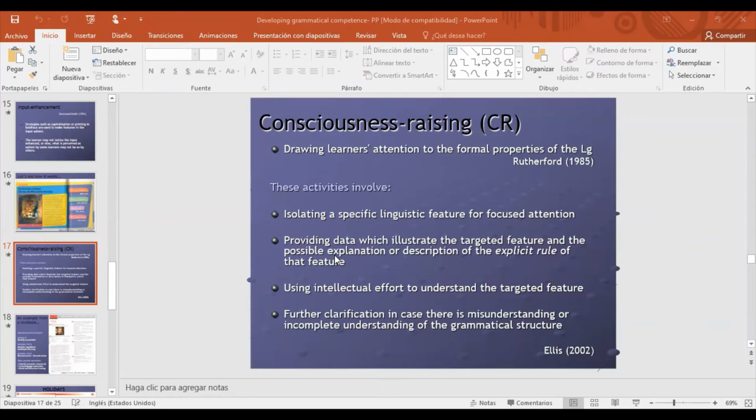Using intellectual effort to understand the targeted feature, and further clarification in case there is misunderstanding or incomplete understanding of the grammatical structure. That is the type of work that you can provide students with by means of these consciousness-raising activities. It is more related to guiding students towards discovering rather than the teacher directly explaining. Do you see the difference?